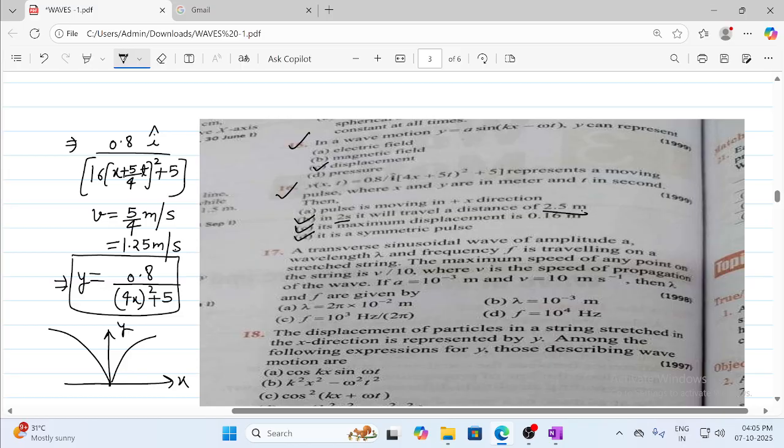In our questions, what is y? Displacement of a particle from its mean position. What is x? The direction in which the wave is propagating, or maybe the opposite of the direction in which the wave is propagating. Now y is given in terms of I cap. So how is the wave going? Y is given in terms of I cap.